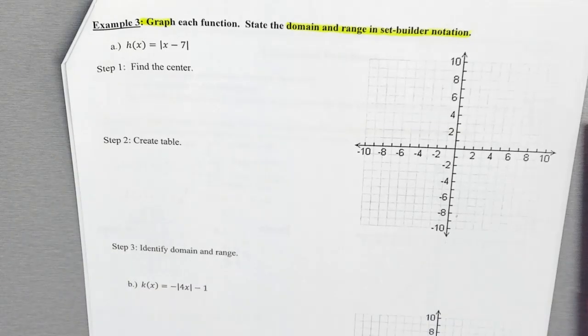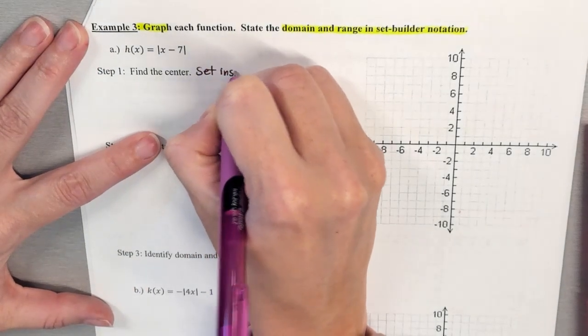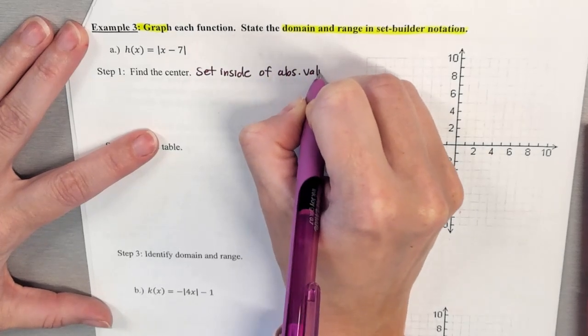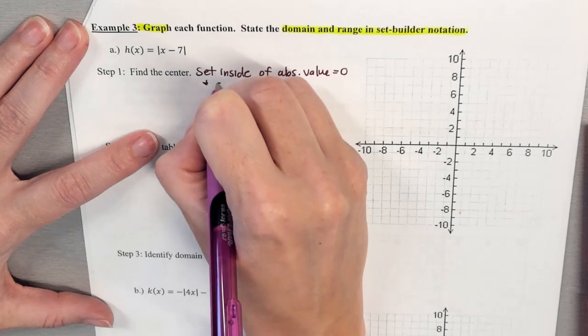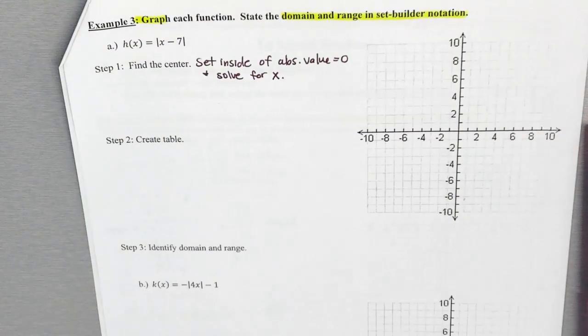Okay, so I broke this down for you into 3 simple steps. So the first thing that you want to do is find the center of the absolute value. That's going to make the graphing very simple. So to find the center, you set the inside of the absolute value equal to 0, and you just have to solve that for x. Okay, and you're only going to take the inside.